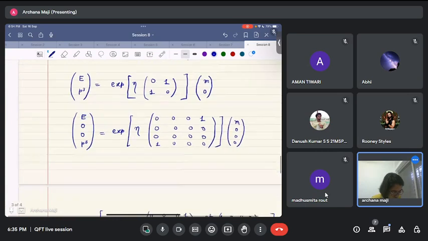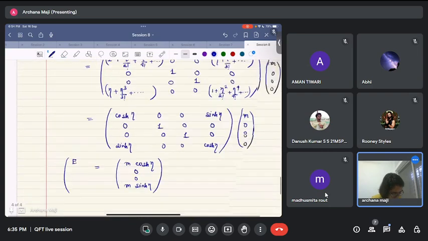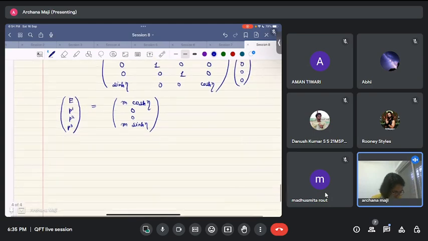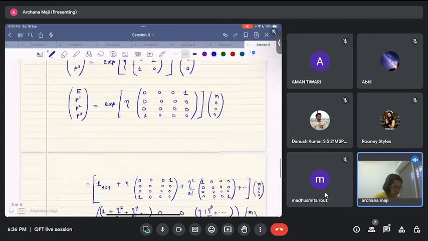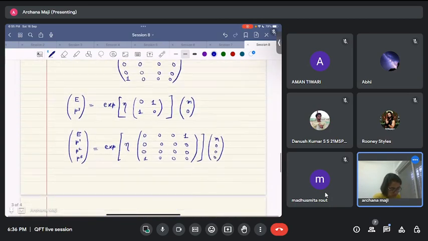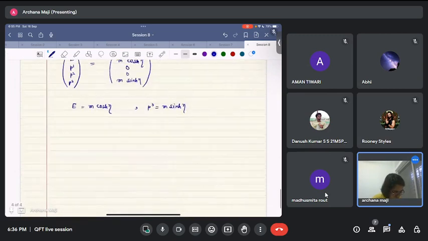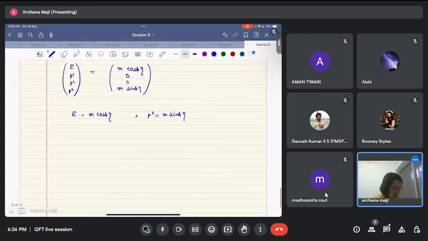Since I'm writing this, it's P1, P2. You can see P1, P2 remain 0, but now E is m cos hyperbolic eta and P3 is m sin hyperbolic eta. Okay, any doubts? Okay, so this is how the vector transforms.